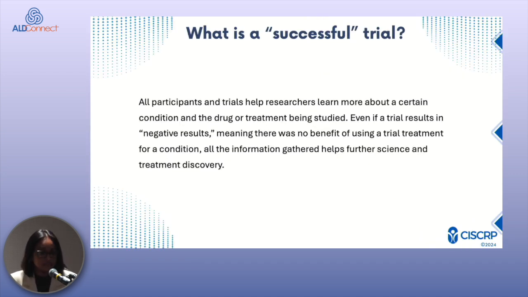So what is a successful trial? All participants in trials help researchers learn more about a certain condition and the drug or treatment that's being studied. Even if a trial doesn't result in positive results, meaning there was no benefit of using a trial treatment for the condition, all the information gathered, including the negative results, helps further science and treatment discovery.